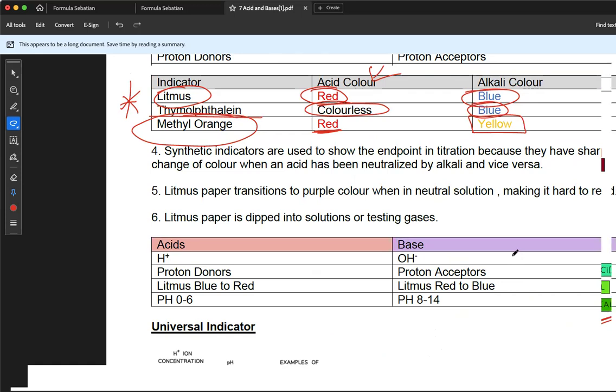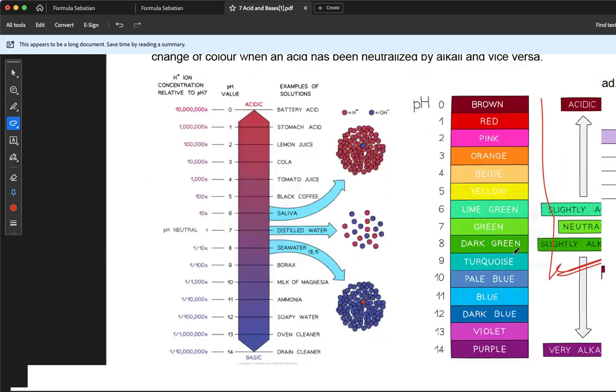Phenolphthalein, yeah, I think so, but Teacher, how do you do the phenolphthalein?